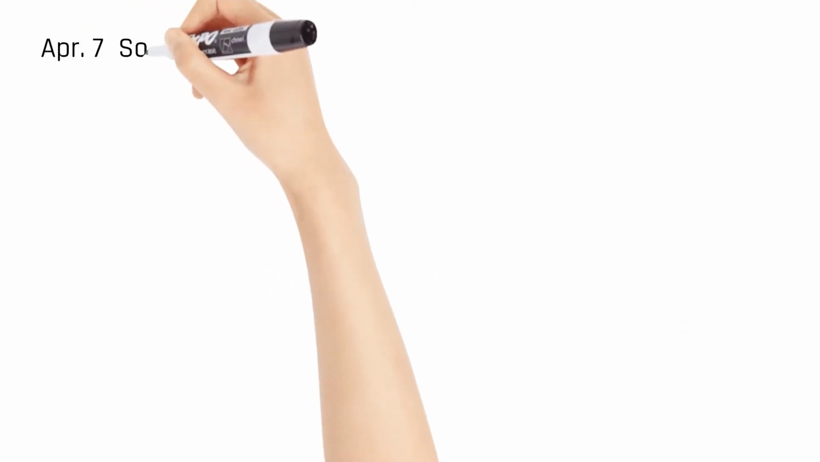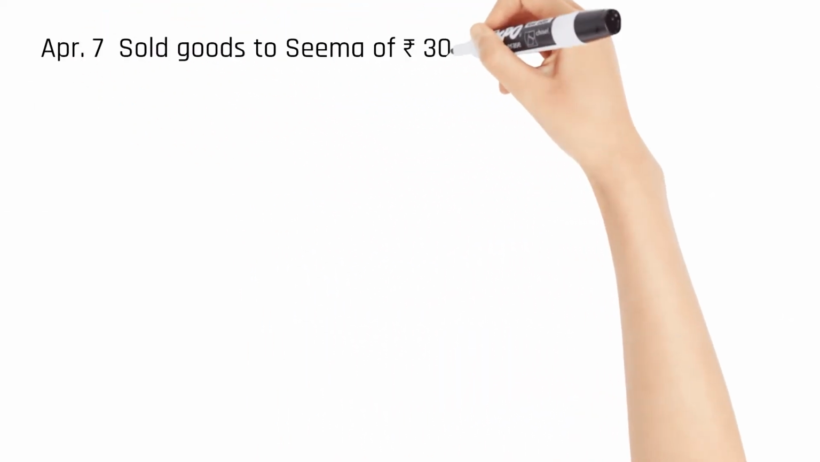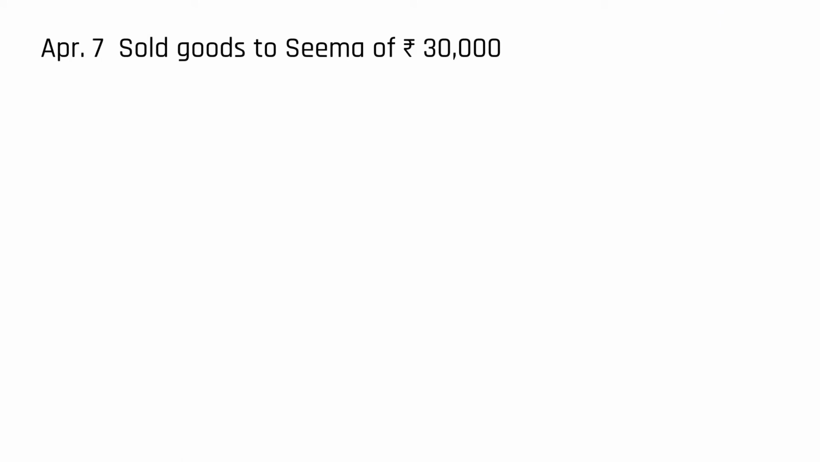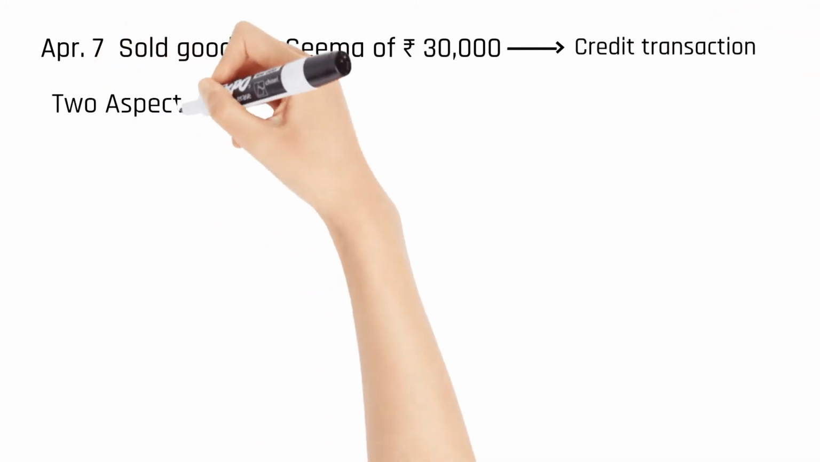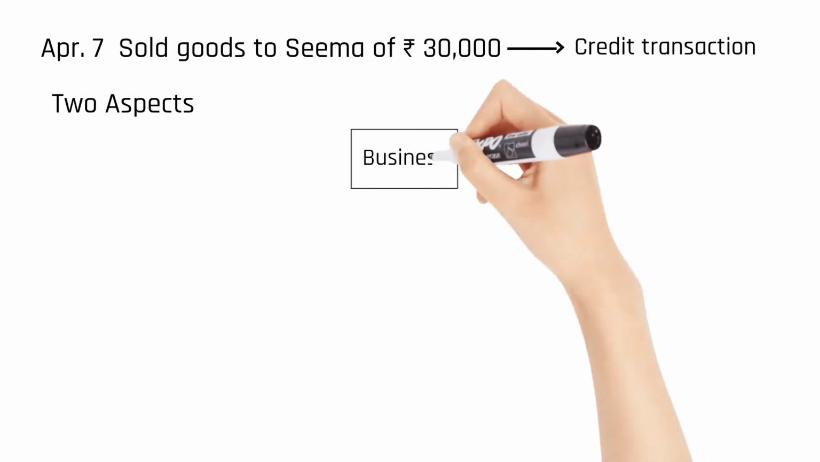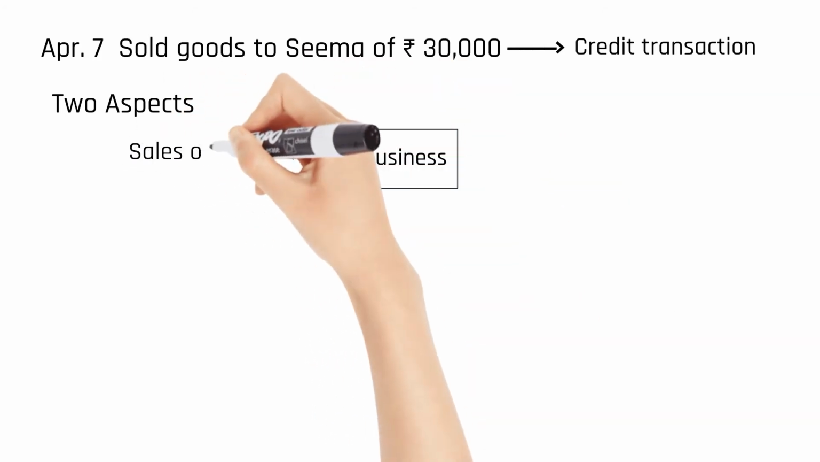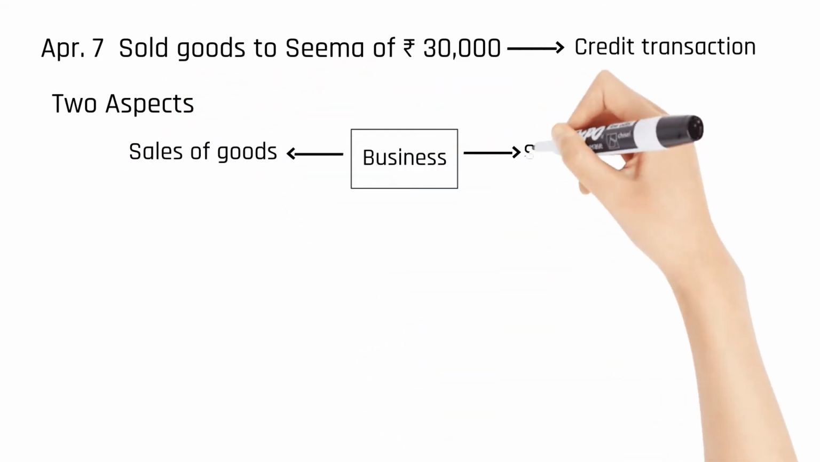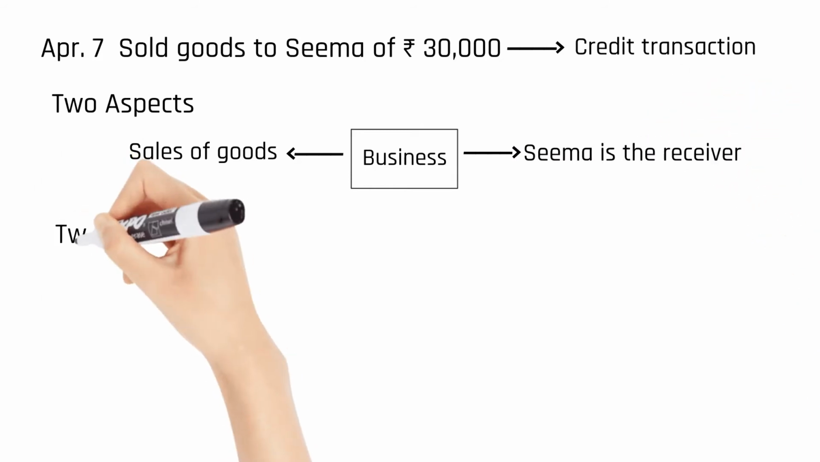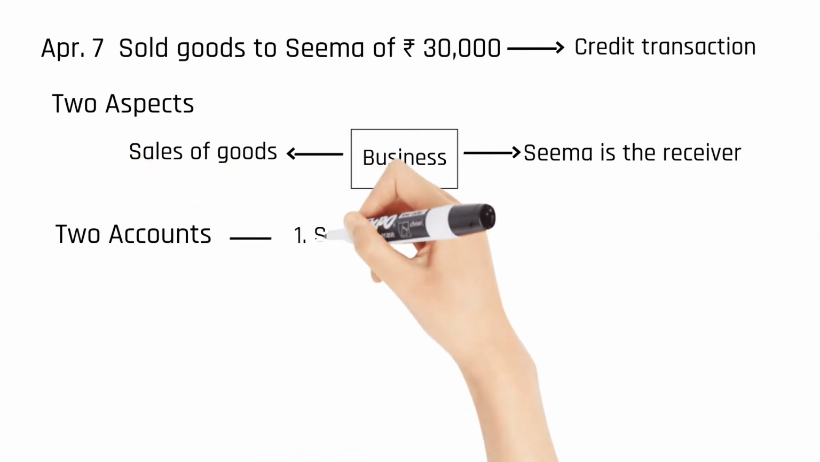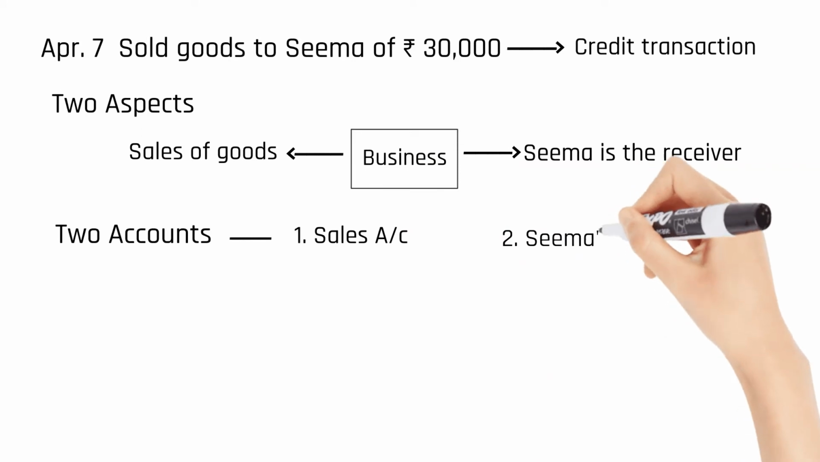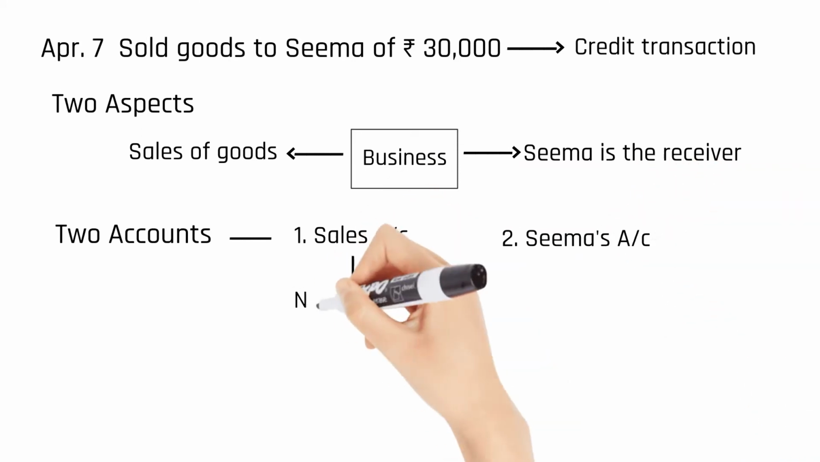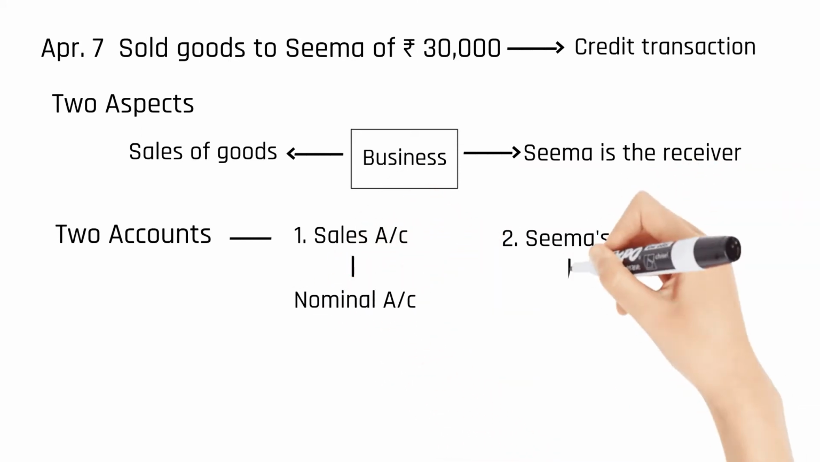On April 7, sold goods to Seema for Rs 30,000. First of all, while reading this transaction, we see it's a credit transaction as there is no mention of cash. So two aspects are sales of goods and Seema is the receiver of the goods here. Two accounts affected are sales account and Seema's account. Sales is an income for business and falls under nominal account. Seema's account is definitely personal account.